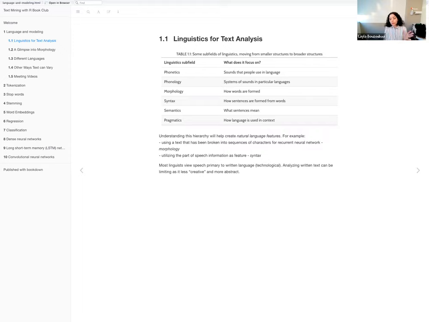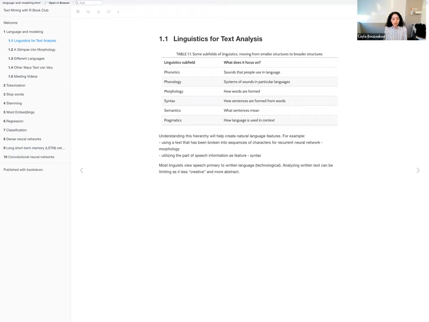For example, if you take a piece of text and break it into a sequence of characters for a recurrent neural network, those would be the features for the recurrent neural network, and that would be applying the principles of morphology, how the words are formed. Equally, you could also utilize the information on parts of speech as a feature, and that would be utilizing principles from the subfield of syntax. Does that make sense?